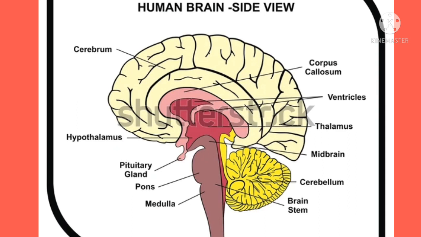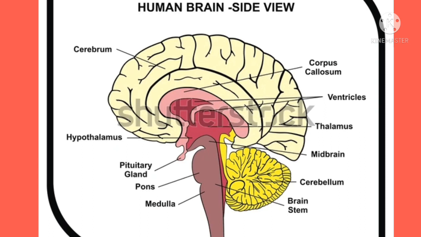Cerebellum, what are the functions? Voluntary movements and maintaining body balance. Pons: respiration and sleep cycle. Medulla oblongata: controls heartbeat, blood vessels, as well as vomiting and salivation. Clear, children? This is important. Learn the structure and functions of the brain.